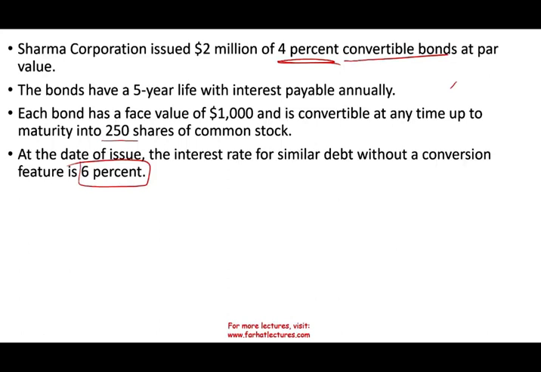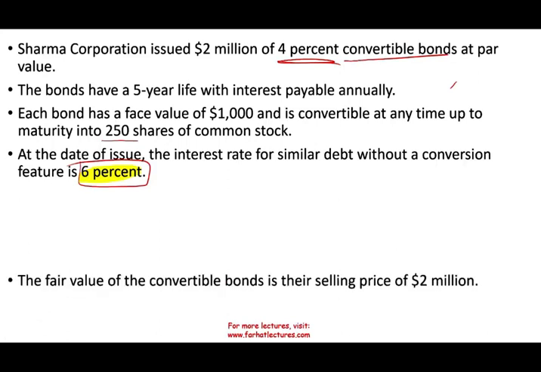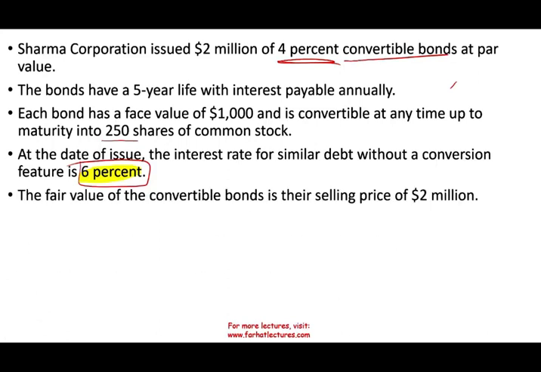Now, what do we do? Well, we know the bond should have a 6% interest rate. So what we're saying is the bond should earn interest at 6%. Then we have to find the fair value of the bond that we sold at 2 million. To find the price of the bond, you have to discount the principal, and you have to discount the payment. Let me show you the computation.